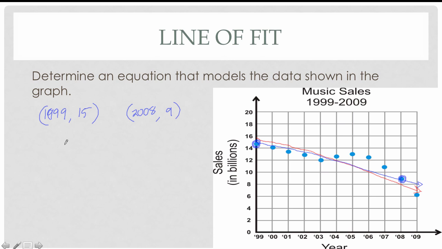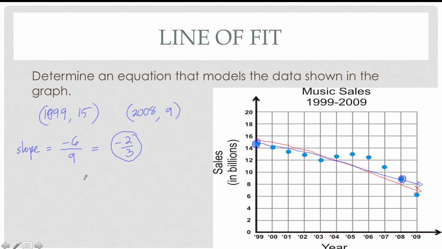The slope is going to be, subtract your y values. So 15 minus 9 is going to be negative 6. 1999 from 2008, if I subtract those, that's going to be 9. And what do we have? Over a 9-year period, we lost $6 billion. Or I can reduce it down and my slope is negative 2/3. About every 3 years, the music sales declined by $2 billion. That's what our slope means.